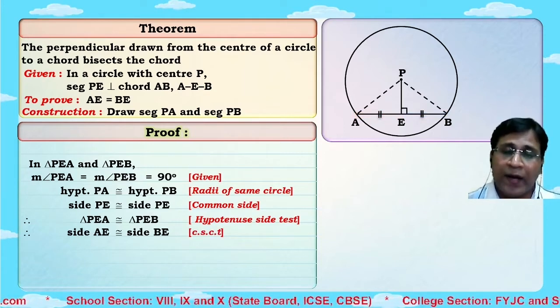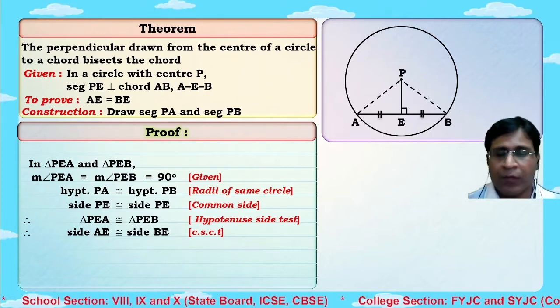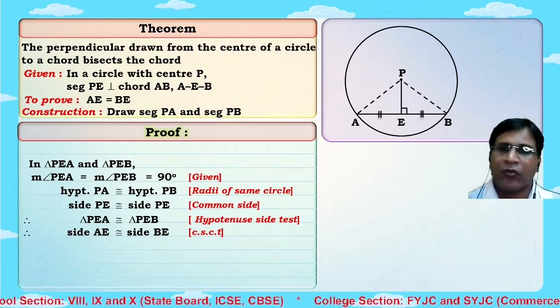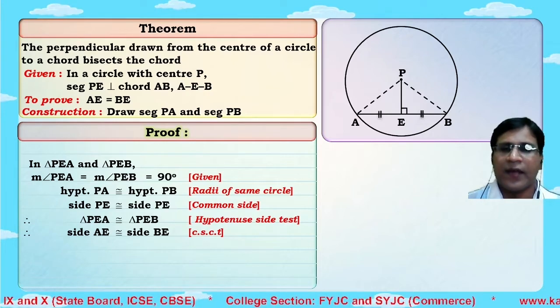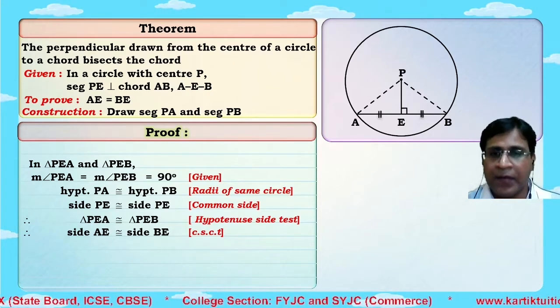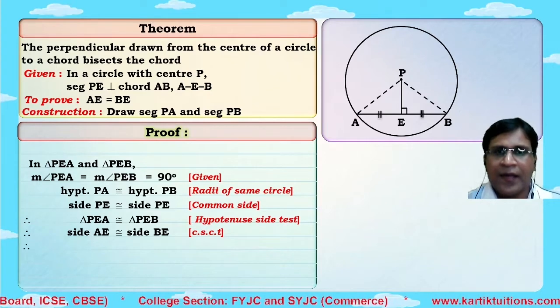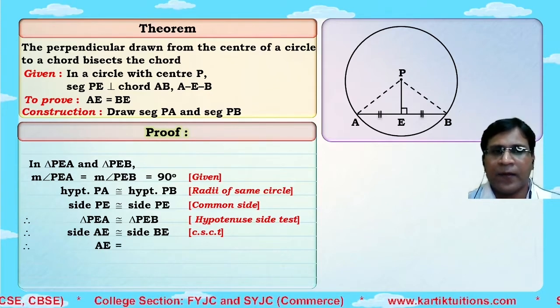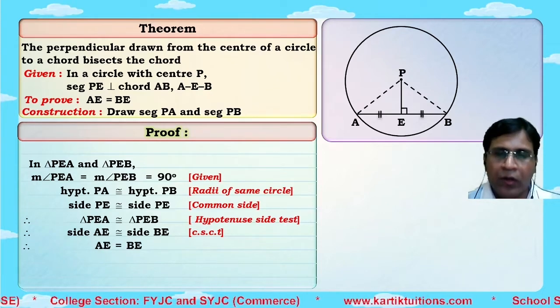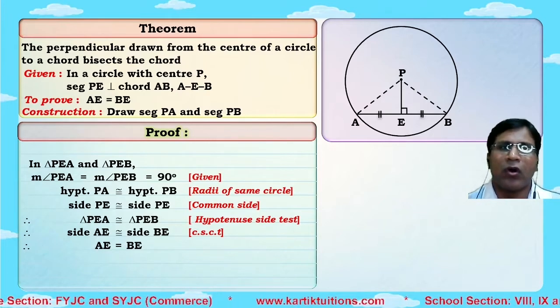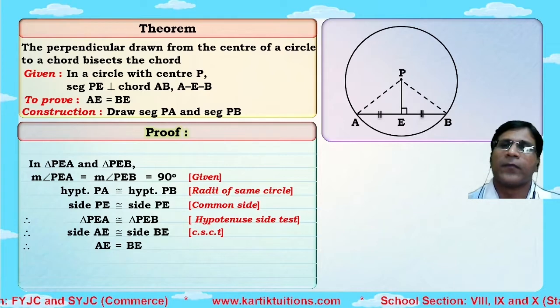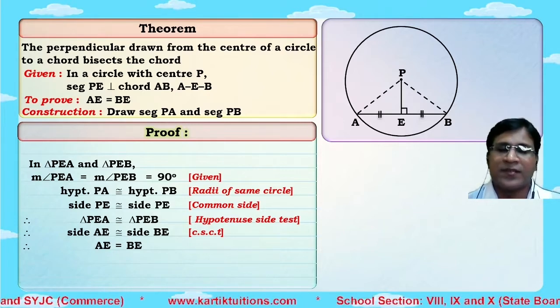We can also write the reason as CPCT. They both mean one and the same. So either you can write CSCT or you can write CPCT. Now since side AE is congruent to side BE, I can say AE is equal to BE. So in other words, we have proved the theorem which states the perpendicular drawn from the center of a circle to the chord bisects the chord. Now let's have a look at one sum based on this concept.